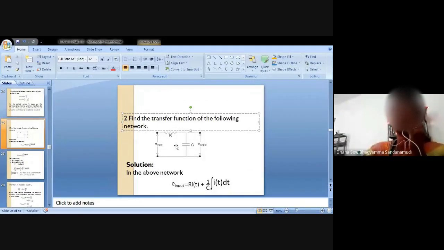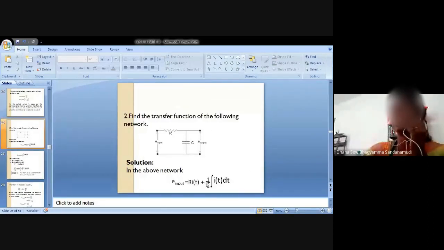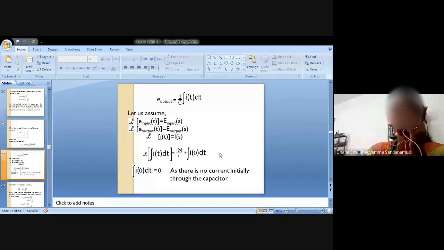Next, this is a parallel circuit. Input is E input, output is E output. So you can write the equations. This is the input equation, in this loop: R into I of t plus 1 by C integral I of t dt. E output is across this capacitor, so E output is 1 by C integral I of t dt.